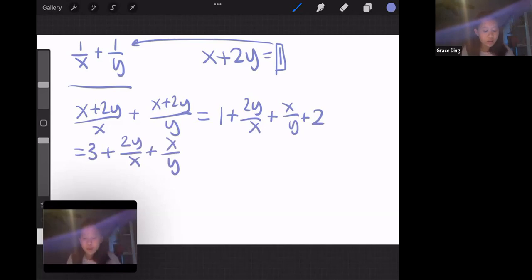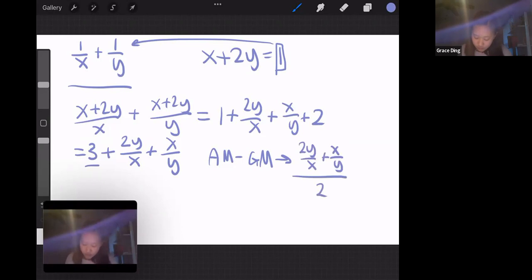Okay. This is where we would apply AM-GM. Yeah, we're going to ignore just this part, the 3, for 1 second. So this is what we would have.